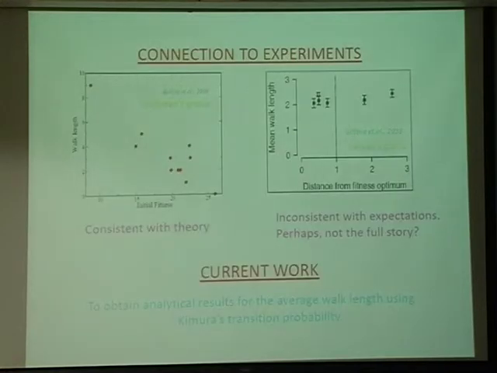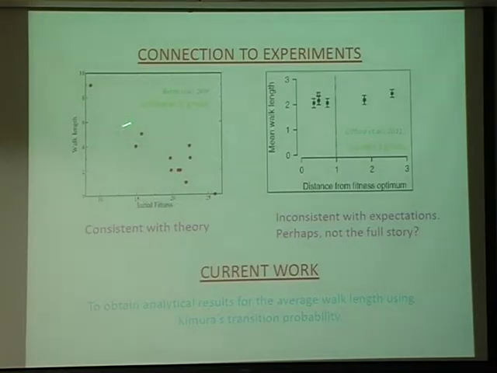Now, coming to experiments, experiments have been done to measure the walk length. And there are a few works, especially this Kassen group's work, which find that the walk length seems to be independent of the initial fitness. So no matter what the initial fitness is, the walk length seems to be a constant, which is inconsistent with theoretical expectations. So we probably think there is some point missing here.